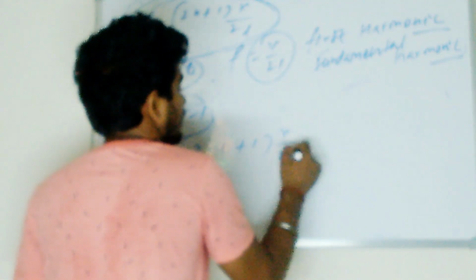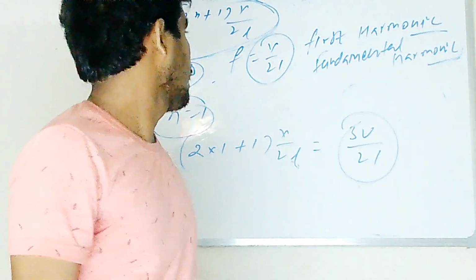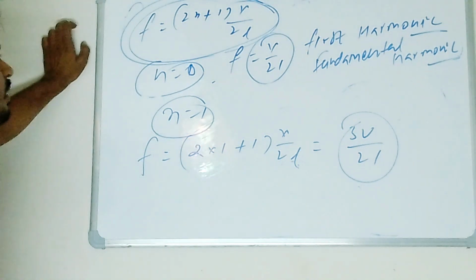Now I will put n equals to 1, so we get 2 into 1 plus 1, so that is 3v by 4l, yes or no? So once we put n equals to 1 here, f is what? 2 into 1 plus 1 times v divided by 4l. This is 3v by 4l. So what we are observing over here is that we are missing even harmonics. This is what? V by 4l now.